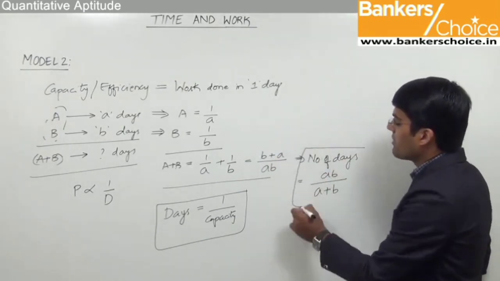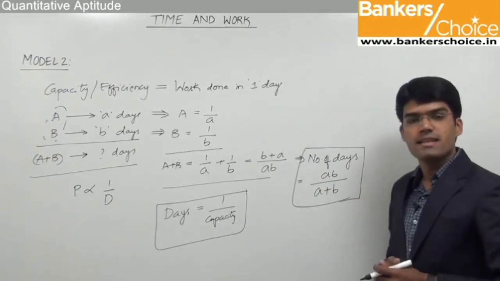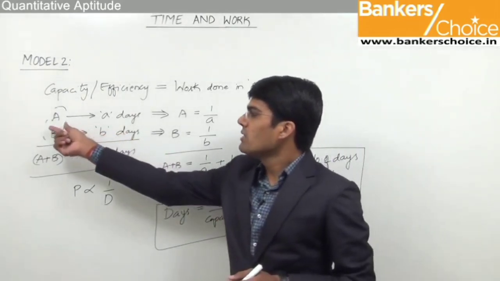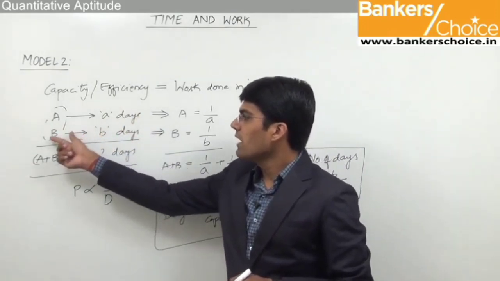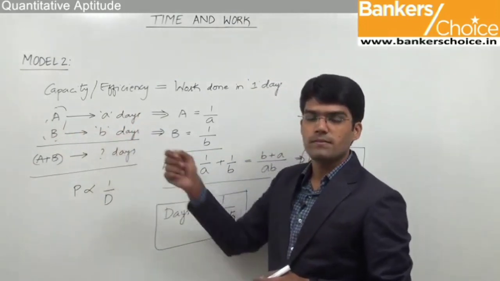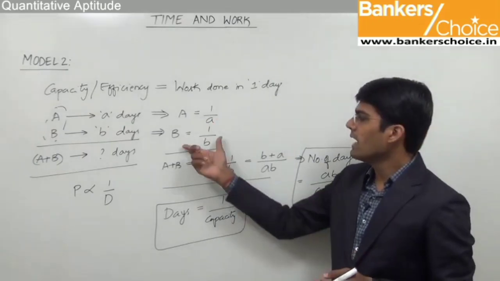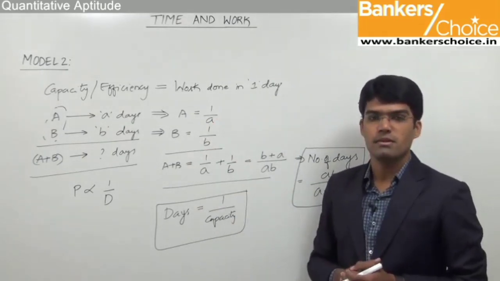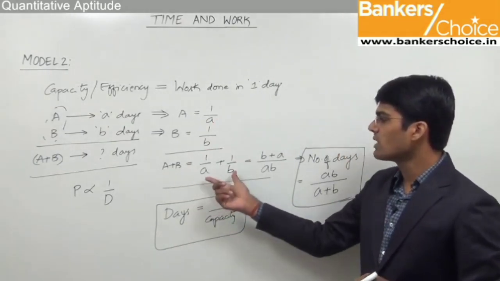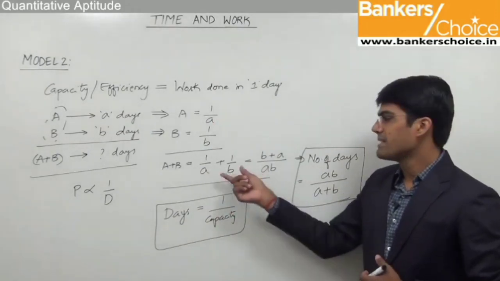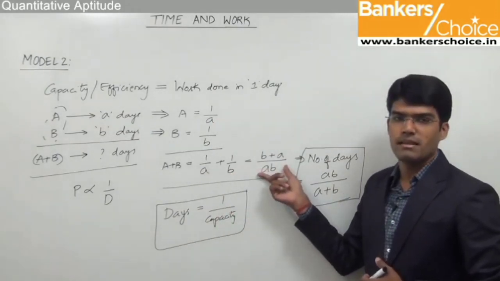So this is the number of days required when two persons A and B work together. As you can see here, A alone can finish a work in A days, B alone can finish a work in B days. So the work done by A in 1 day can be taken as 1 by A, and the work done by B in 1 day is 1 by B. So when both of them work together, the total work which they can finish in 1 day will be 1 by A plus 1 by B. By simplifying that, we get A plus B by AB.